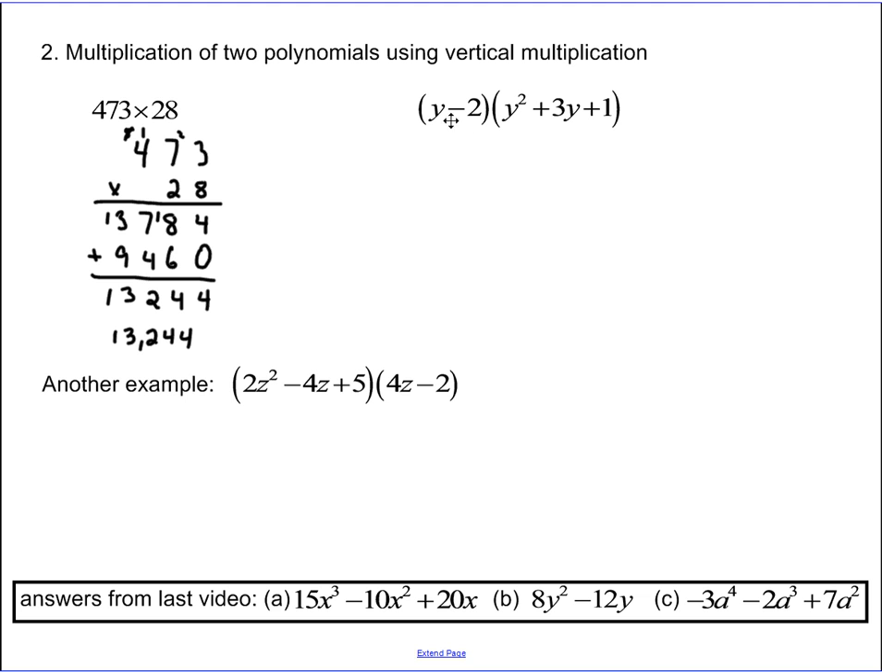Well, how do we use that here? In a way, we're doing exactly the same kind of multiplication, only this time we have a y squared column, a y to the first column, and a constants column. So if I were to multiply these two using this method, here's what I'm going to do. I'm going to take y squared plus 3y plus 1, and I'm going to multiply that by y minus 2.